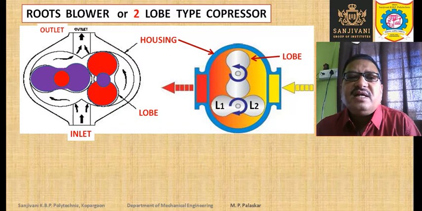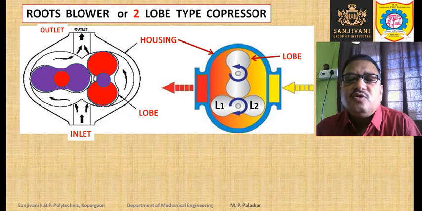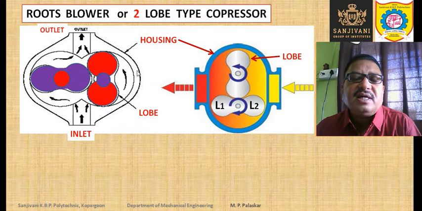This is the figure of the Roots blower, or the special case, the two lobe type compressor. This Roots blower has only two lobes on each rotor, on each shaft. Each rotor consists of two lobes which are mounted on the shaft. This is one rotor, this is another rotor. Here also you can see this is one rotor, this is another rotor, this is the shaft of the rotor, and this is also the shaft of the other rotor.